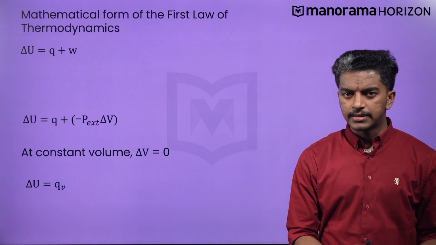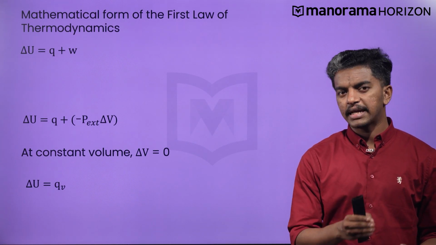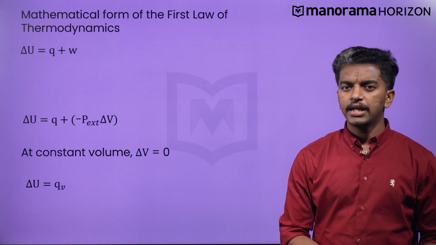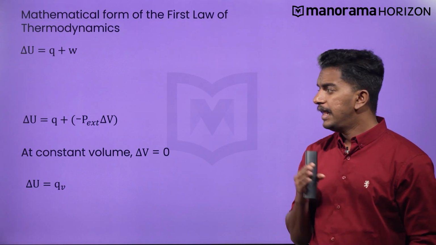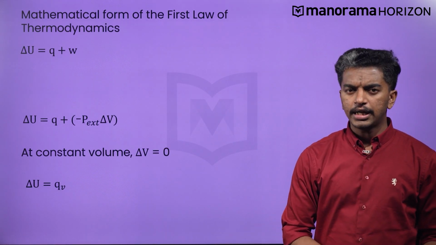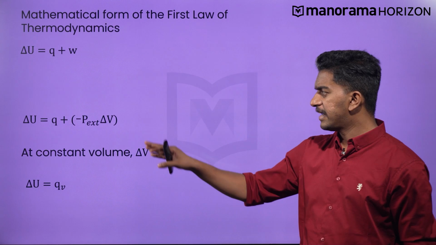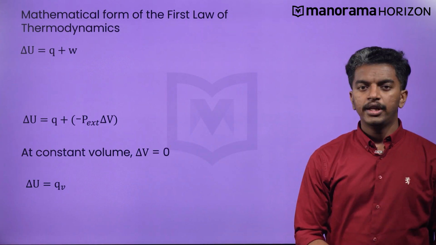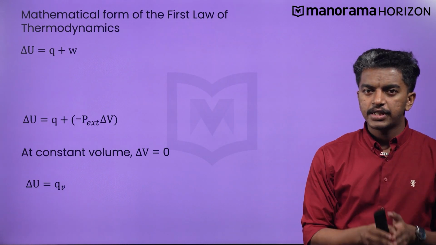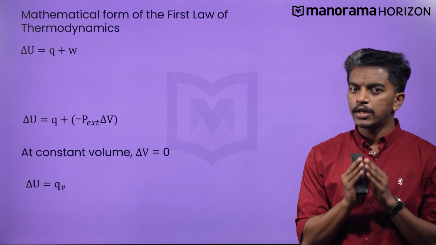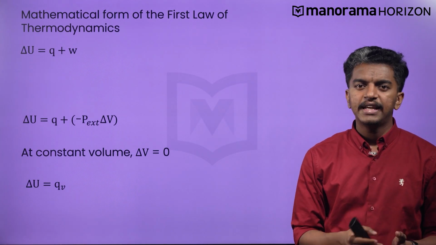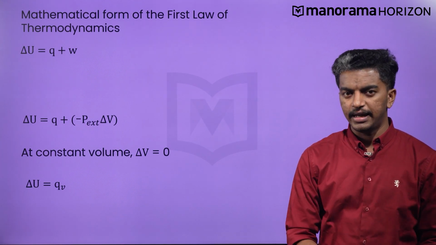We have previously discussed that work is equal to P external into delta V. Substituting the value of work in the mathematical form of the first law, you will get delta U equal to Q plus minus P external into delta V. At constant volume, we already know that delta V will be 0. Therefore, you may write delta U equal to QV, where the subscript V denotes the heat is applied at constant volume. To conclude, you may say that at constant volume, the heat content is same as the internal energy.